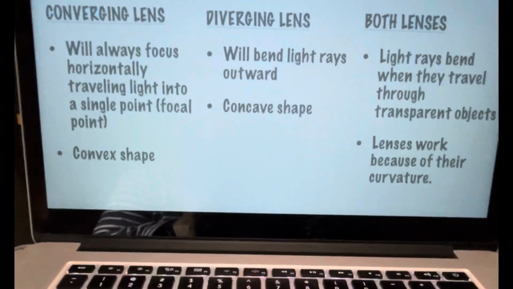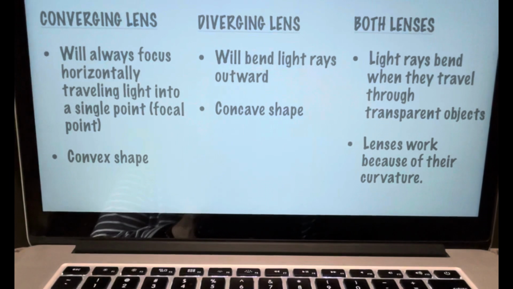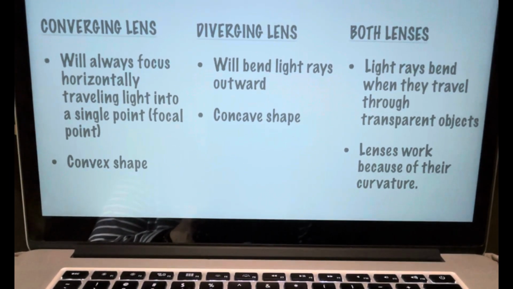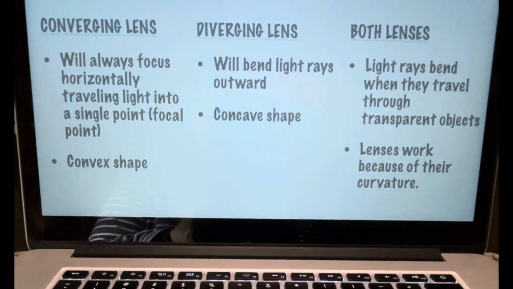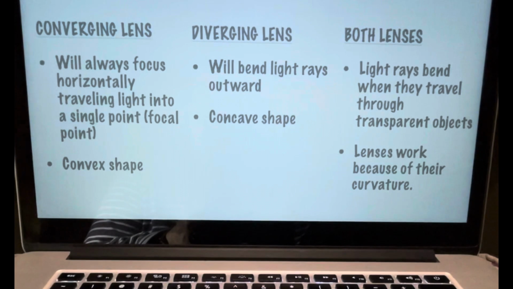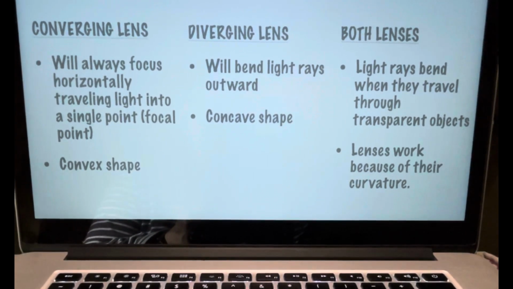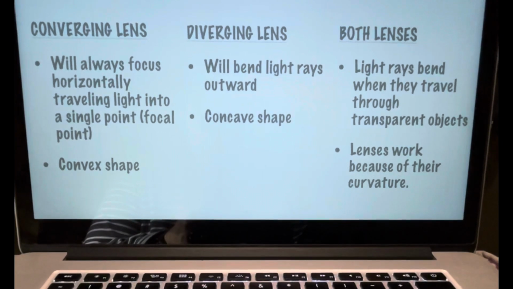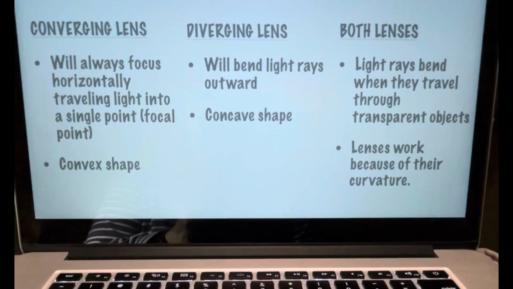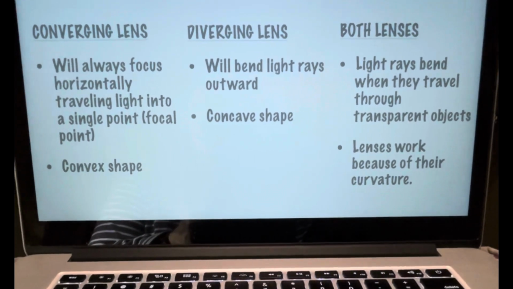Specifically to converging lens, they will always focus horizontally traveling light into a single point or a focal point, and they are convex shape. Exclusively to a diverging lens, they will bend light rays outward, and they are a concave shape. And then in the inner circle, where they're overlapping, the similarities: both lenses, light rays bend when they travel through transparent objects, and lenses work because of their curvature.